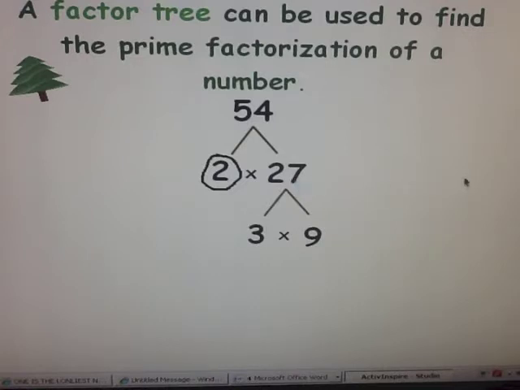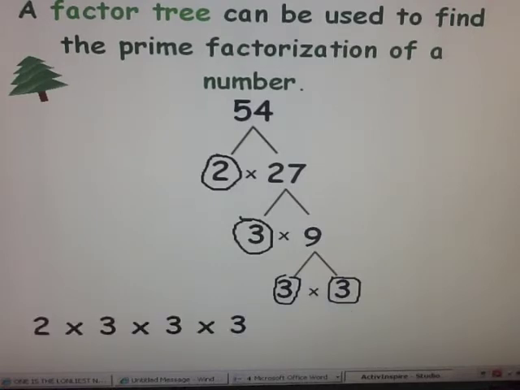27, I can use the factors 3 times 9. 3 is a prime number, so I'll circle it. 9, however, is not prime, so I keep factoring. I use the factors 3 times 3 to get my 9, and these 3's are prime, so I will circle my prime numbers. Now, taking a look at my factor tree, they all end in circled prime numbers. So to write my prime factorization answer, I just write all my circled numbers using multiplication symbols in between. So the prime factorization of 54 is 2 times 3 times 3 times 3.